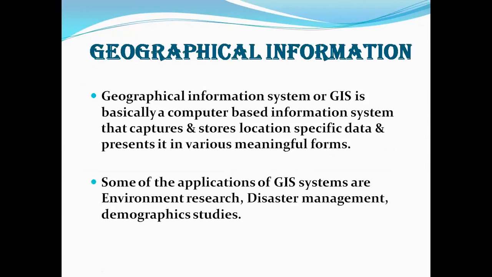So now geographical information. Geographical information basically stands for GIS. It is basically a computer-based information system that captures and stores location-specific data and presents it in various meaningful forms. Some of the applications of GIS systems are environmental research, disaster management, demographic studies, and some of the common uses of GIS include inventory management systems and other resources, crime mapping of networks, and also locating property that matches specific criteria and managing the data related to that position on earth surface.